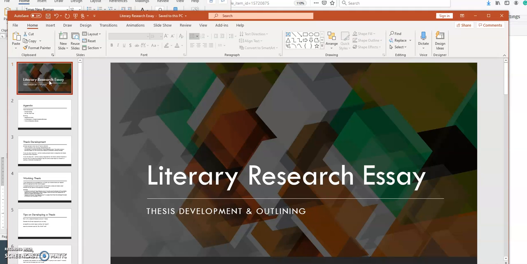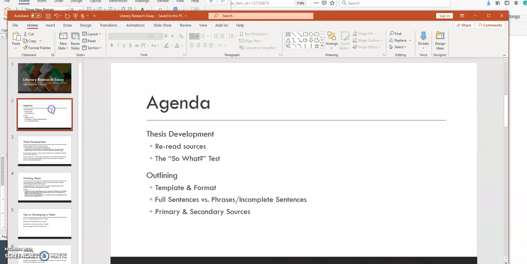The next step is to start developing your thesis, and you will need to do that by rereading the sources, particularly the primary source or sources that you're using by the author that you chose. So primary sources are the pieces of poetry or the short fiction from our textbook. And secondary sources are considered pieces of research like interviews with the author, documentary, literary criticism, things like that.